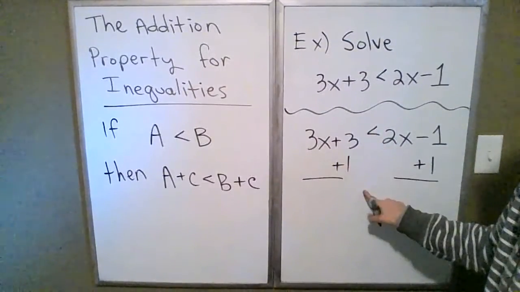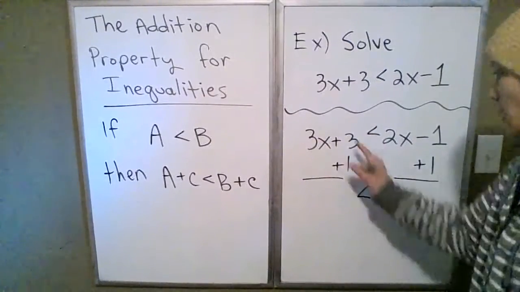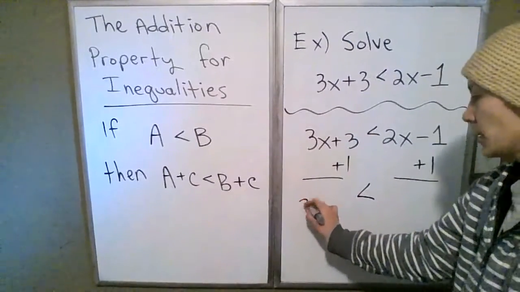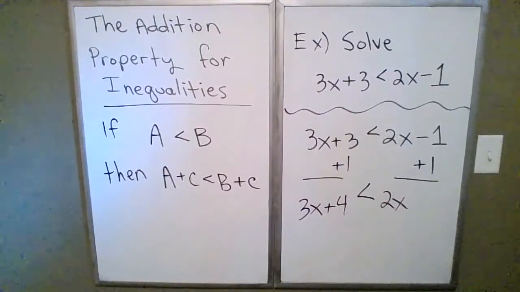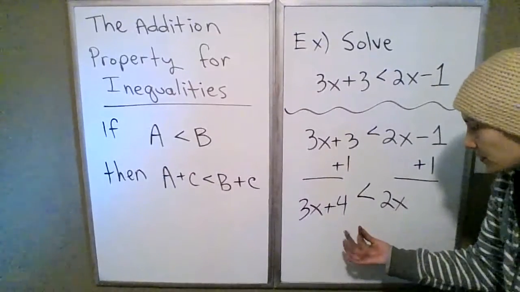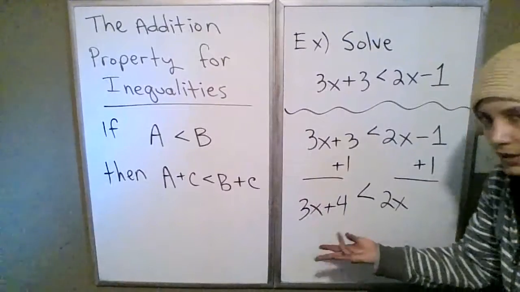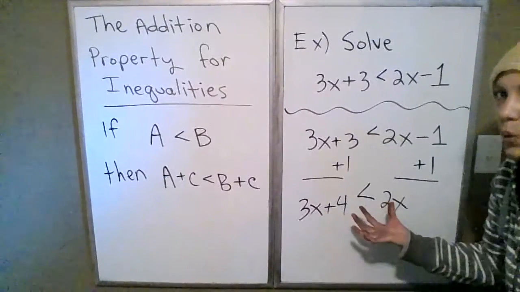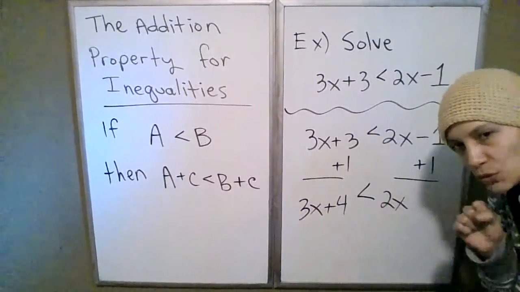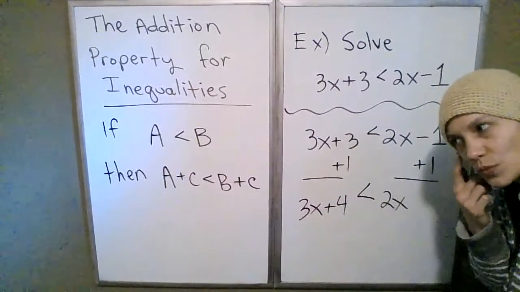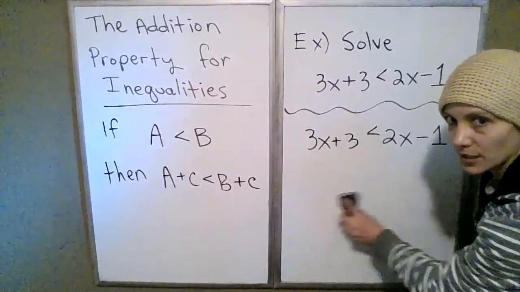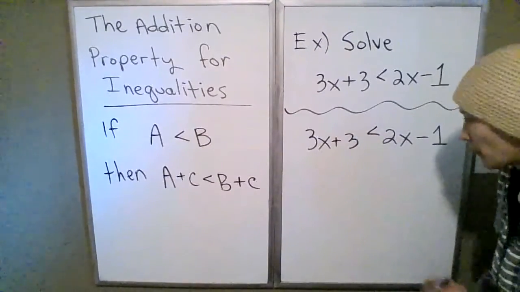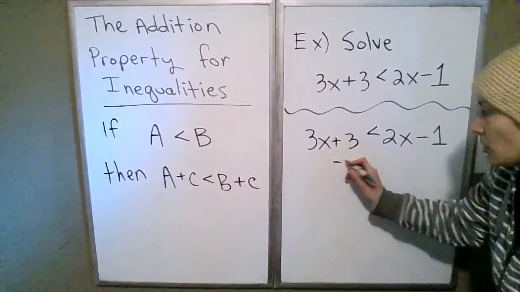We still copy down the same symbol. So this is a less than. It's 3x plus 4 is less than 2x. Okay, because we haven't introduced a certain property yet, I'm going to back up. So there's many ways to solve a problem. I'm going to solve it a certain way just to avoid confusion. So instead, let's subtract the 3.